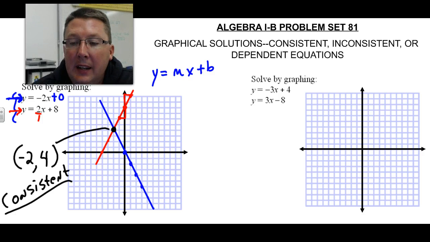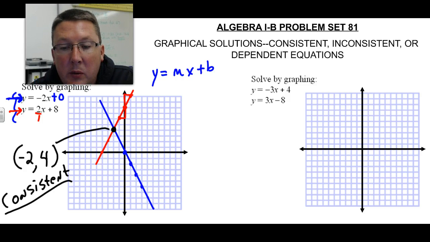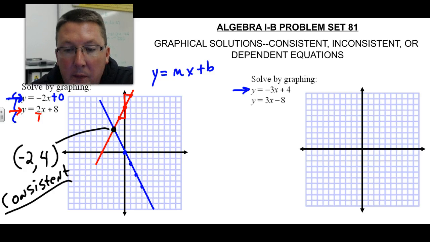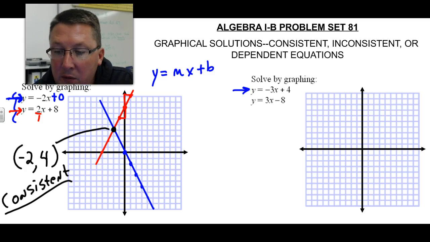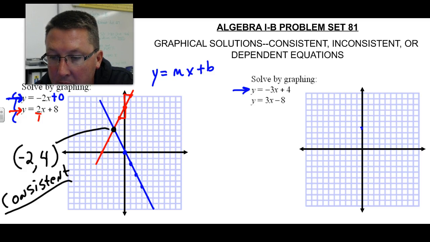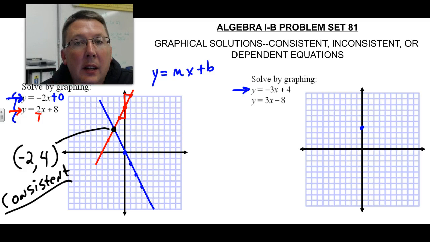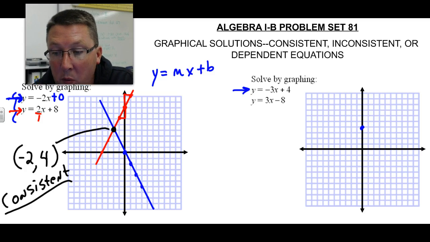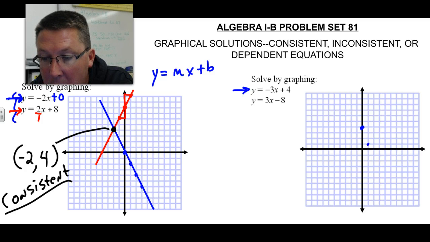Okay? Let's try this one. y equals -3x plus 4 and y equals 3x minus 8. We'll do the first equation in blue. So again, both equations are already solved for y, so I'm ready to put them on the graph. First equation crosses the y-axis at 4. 1, 2, 3, 4. Right there. And it has a slope of -3. That's -3 over 1. So down 3 over 1. So I get that point.